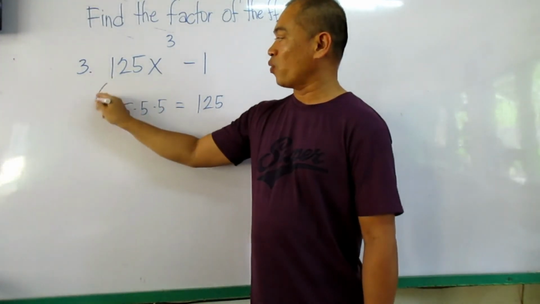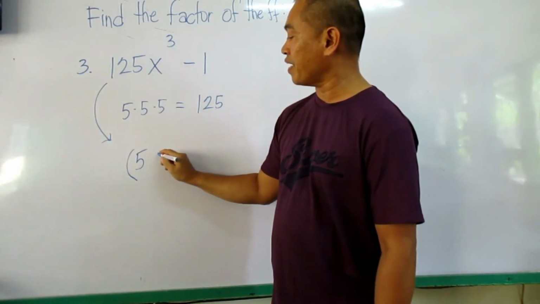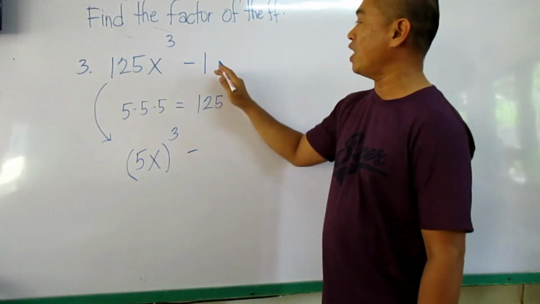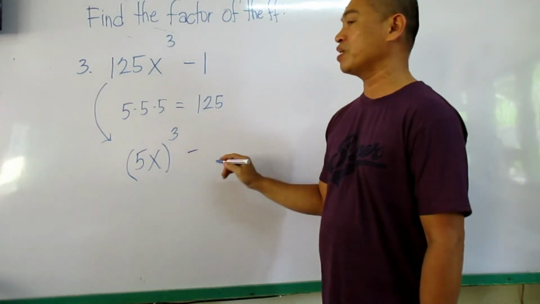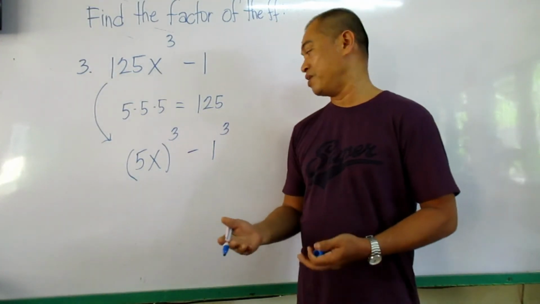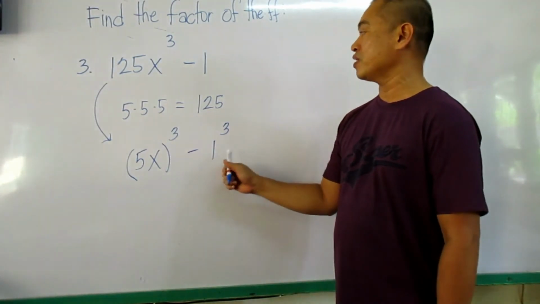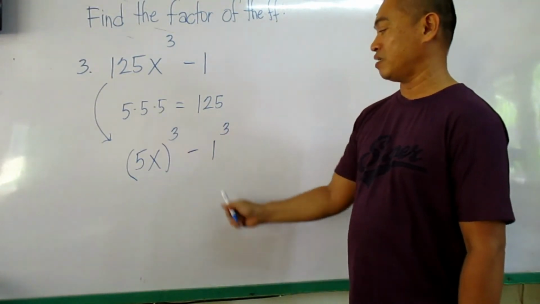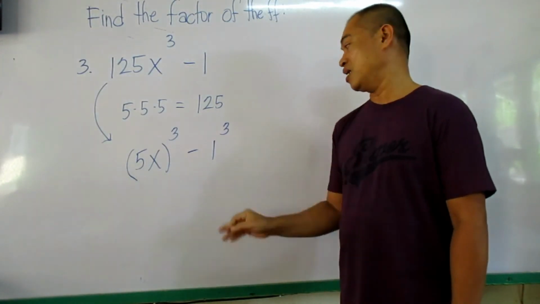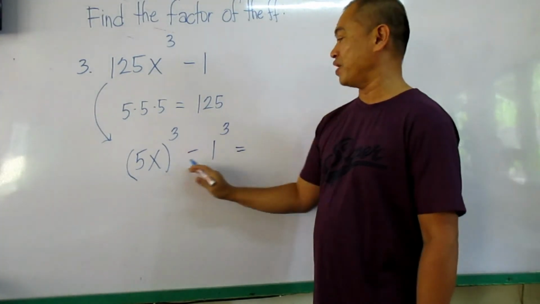So rewriting 125, it will become 5, and then x raised to the power of 3. That is minus. Now how will you rewrite 1 into the exponent of 3? Okay, so simply that is just equal to 1 to the 3rd. Because whatsoever, how many times you're going to multiply 1, still the product is 1. So you can rewrite 1 into the power of 3. Just simply multiply 1 three times. So, 1 times 1, that is 1. Times 1, still 1. So, we have now this difference of two cubes.